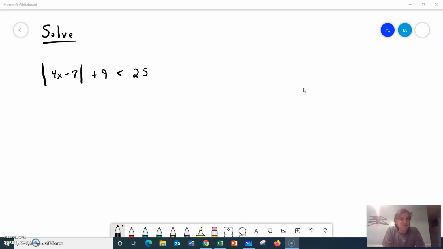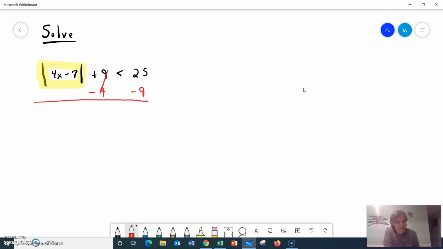Here we have a practice problem. It's the absolute value of 4x minus 7, and then separately plus 9, and all that is on the left-hand side less than 25. So we want to solve this, and remember our first rule is to get our absolute value by itself, and it is not right now. So the first thing we need to do is get it by itself by subtracting 9 from both sides.